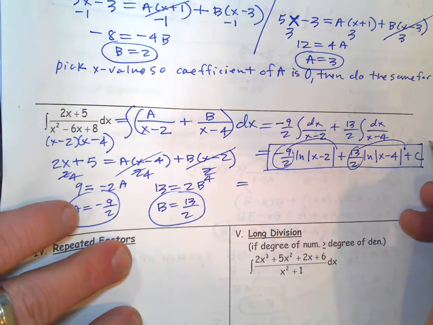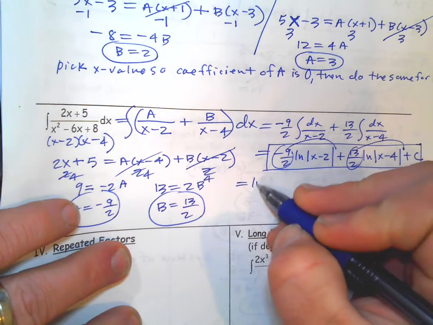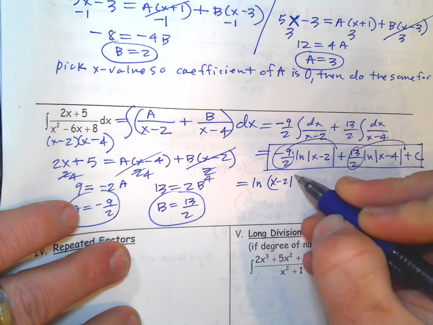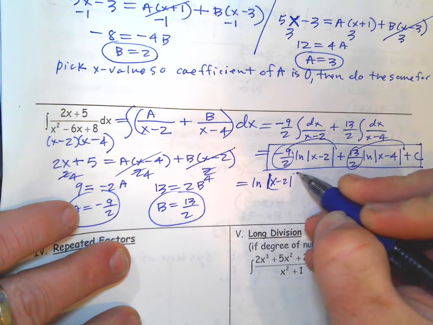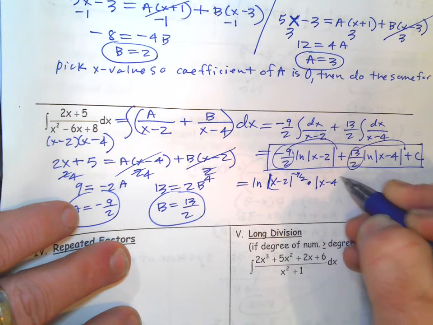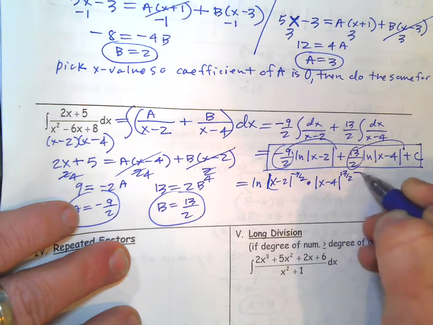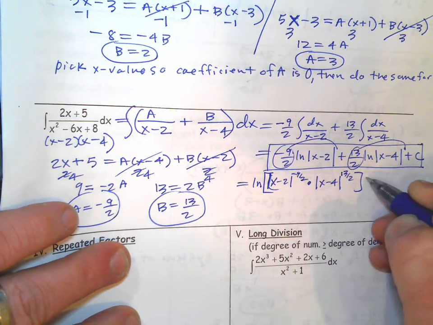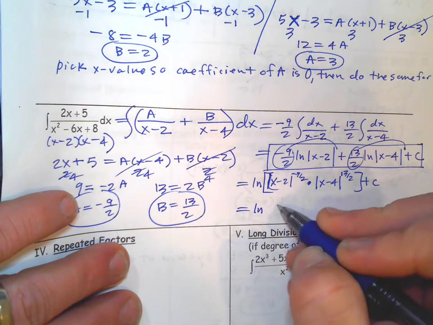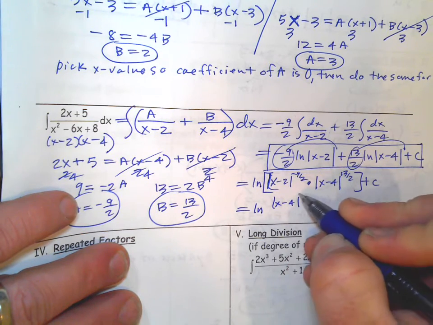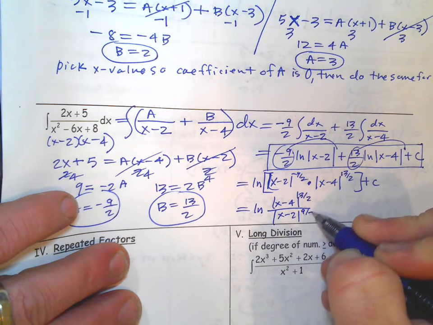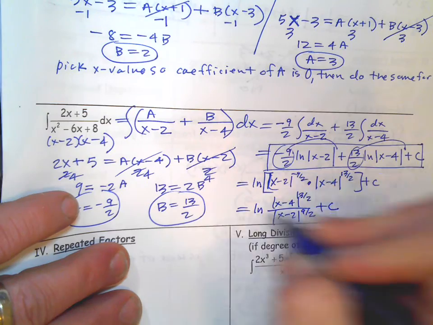And then we would have natural log of absolute value of x minus 2 to the negative 9 halves times absolute value of x minus 4 to the 13 halves. Right, so that's all inside of a natural log, two separate absolute values. And then we could rewrite this. So this will end up in the denominator. So it's going to be x minus 4 to the 13 halves over x minus 2 to the 9 halves plus c. So we could write it like that.